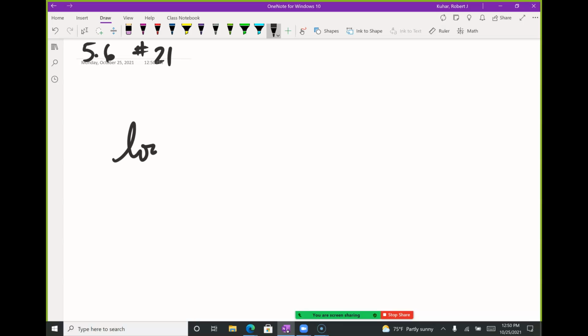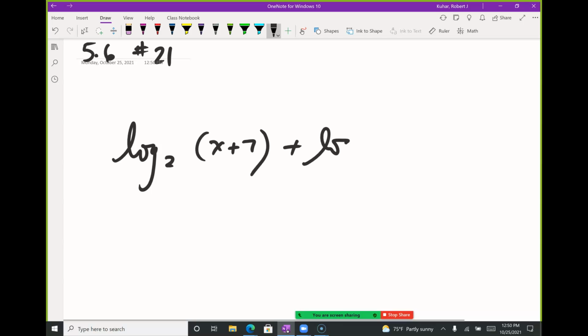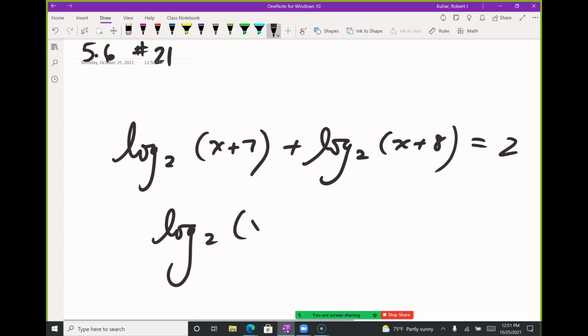So I've got log base 2 of x plus 7 plus log base 2 of x plus 8 going to be equal to 2. Well, on the left-hand side, I certainly see one of my properties. I can combine these two logs into a single log with an argument of a product, right? I get log base 2 of (x plus 7) times (x plus 8). It's always kind of hard to tell the argument when you have multiple products, so I just try and make it real clear where the inside part of that function is.